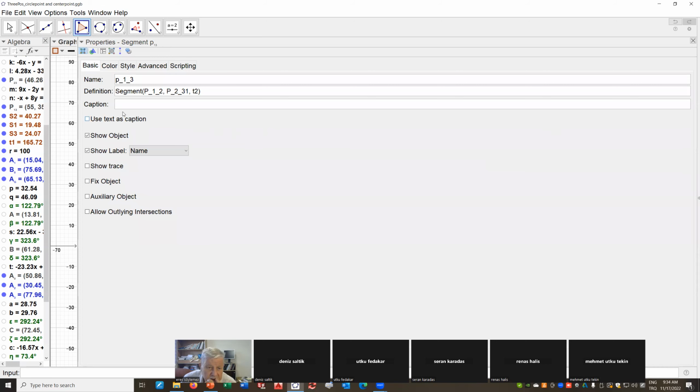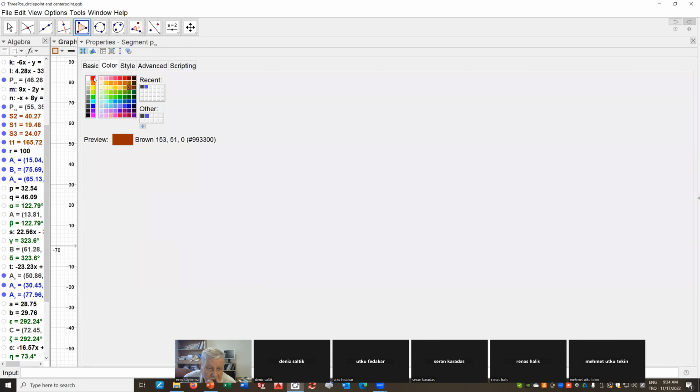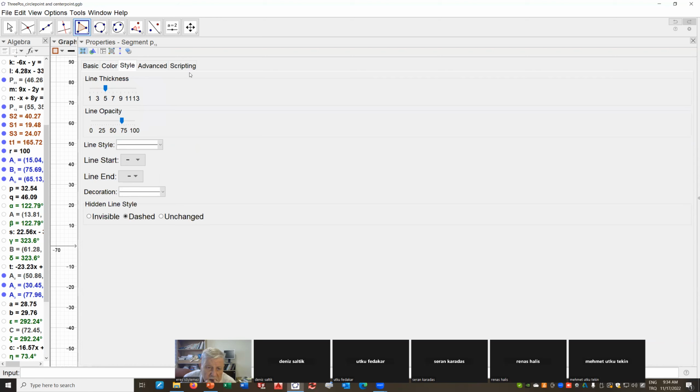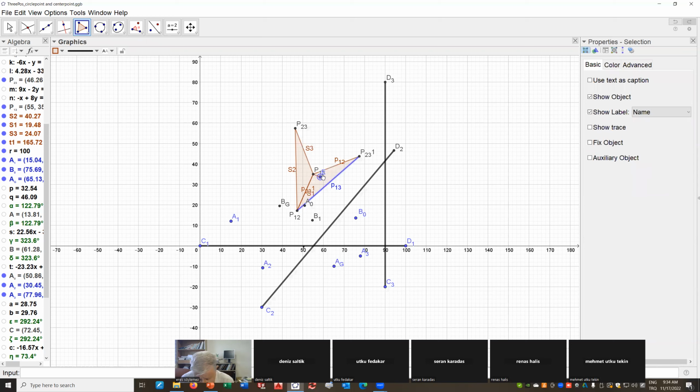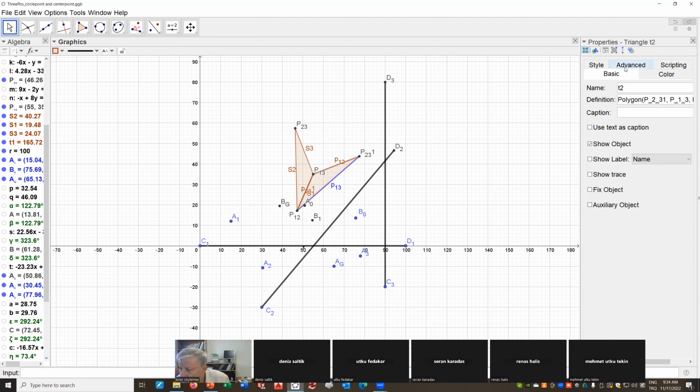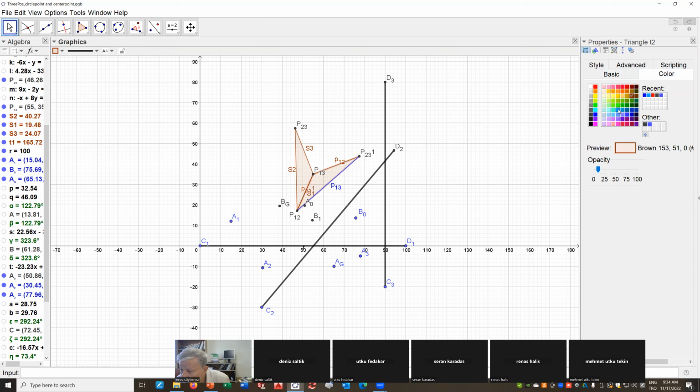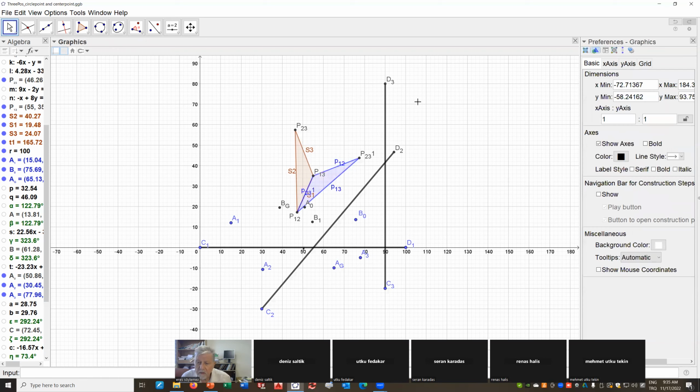Let me change this color. No, I'll take it blue. In fact, like this. Okay. Oh, I don't change it. Okay. That's the image pole triangle.